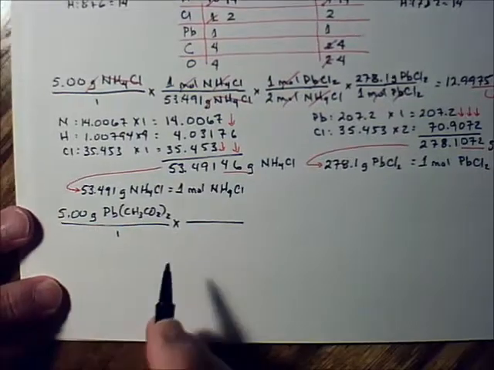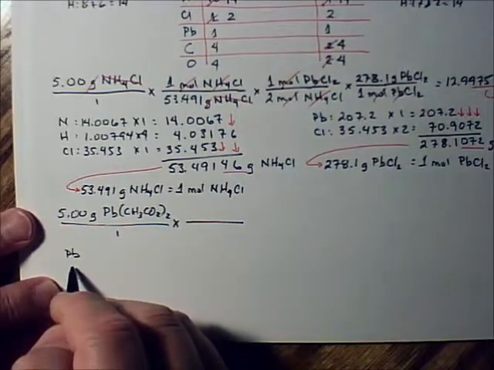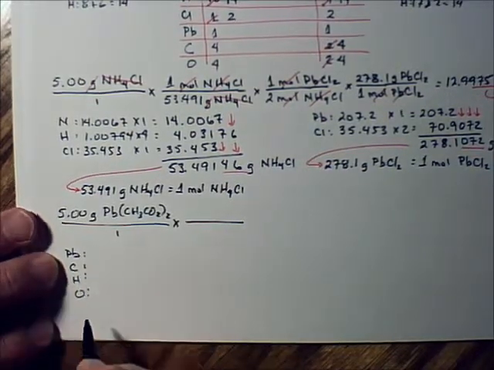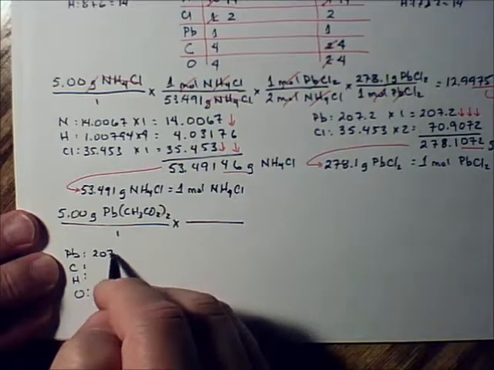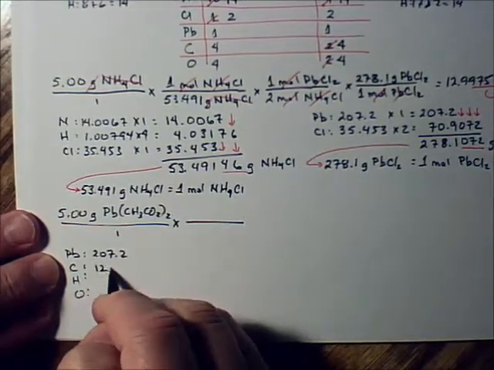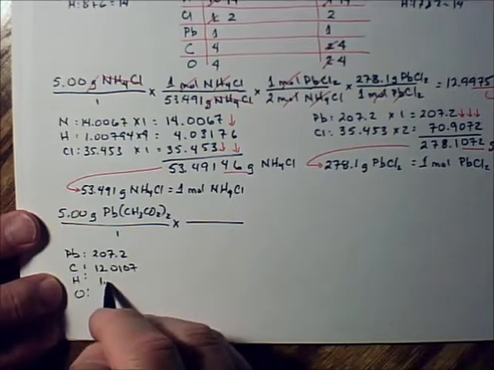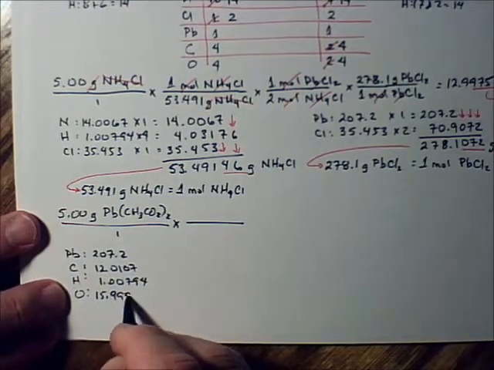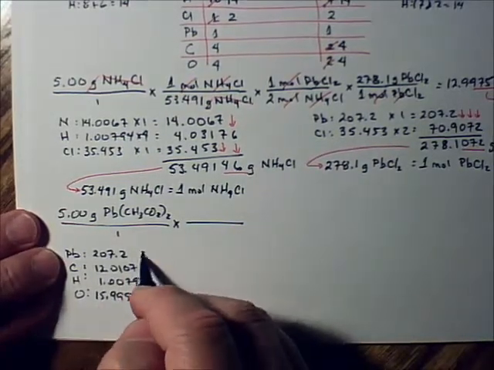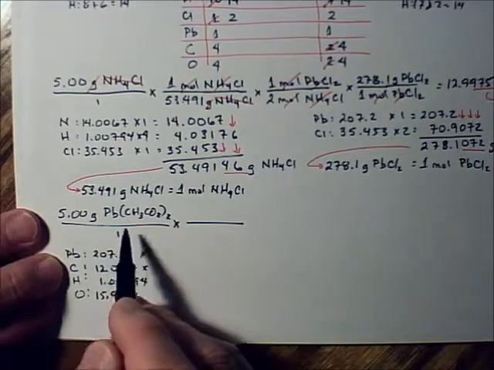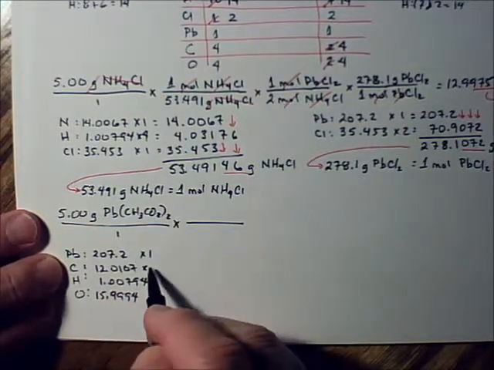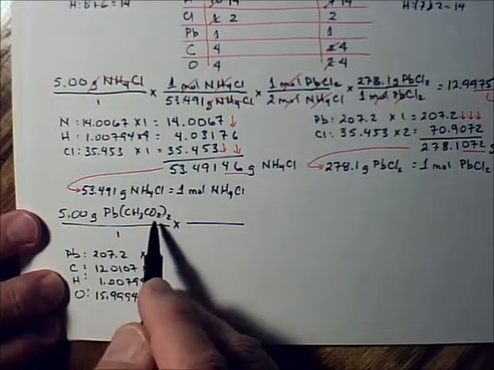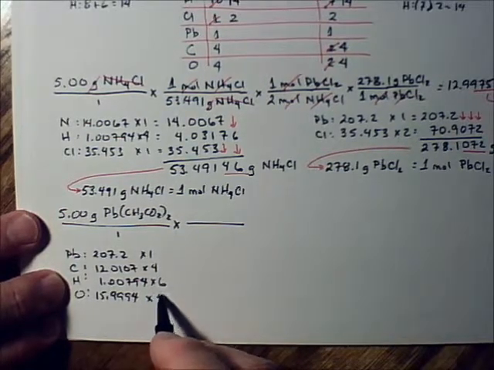Alright, so I need a molar mass of lead acetate. Lead, carbon, hydrogen, and oxygen. So lead is 207.2. Carbon is 12.0107. Hydrogen is 1.00794. And oxygen is 15.9994. I have 1 lead in the formula. I have 2 carbons in the acetate times 2, that's 4. I have 3 hydrogens times 2 is 6. And I have 2 oxygens times 2 is 4.